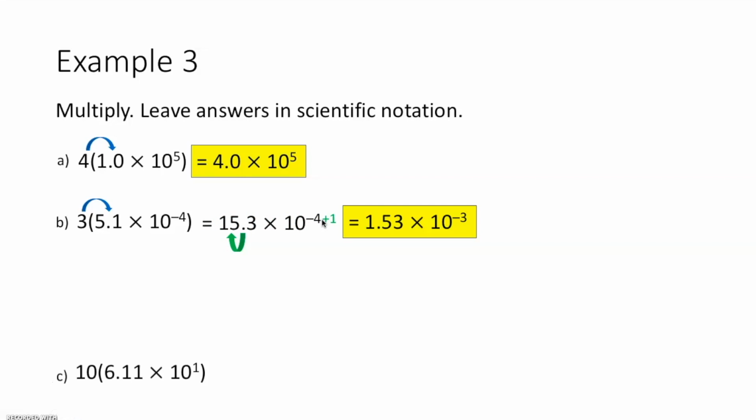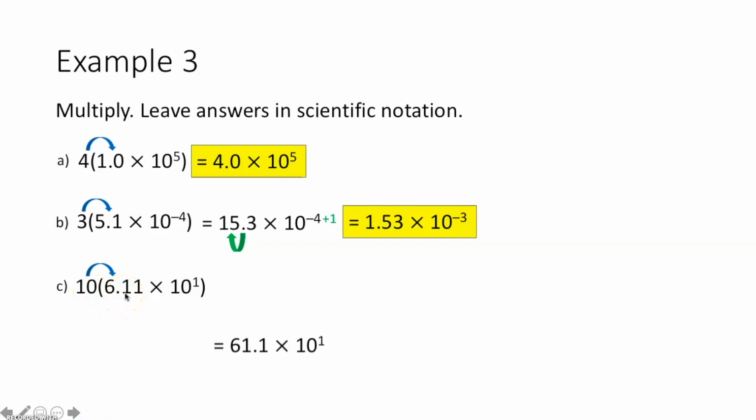That's negative 3. Here we have 10 times 6.11 times 10 to the first. Again, we're just multiplying the 10 to the 6.11. That's it. 10 times 6.11, you end up getting 61.1 times 10 to the first. Again, we have a number, our a value up front, that is no longer between 1 and 10.